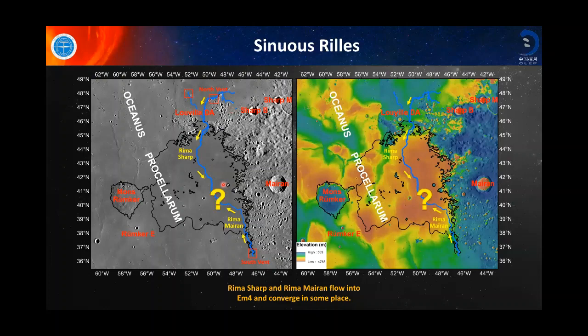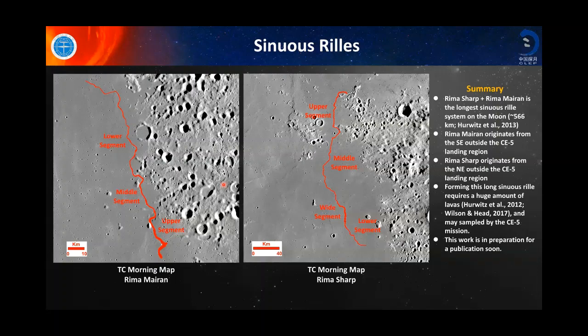So why do I want to emphasize the Sinuous Rilles in this region? Because former researchers found that we need a huge amount of lavas to produce Sinuous Rilles, such as 100 cubic kilometers, even 1,100 cubic kilometers. If Chang'e-5 landed very close to Sinuous Rilles, it has a large possibility to sample materials from the Sinuous Rilles.